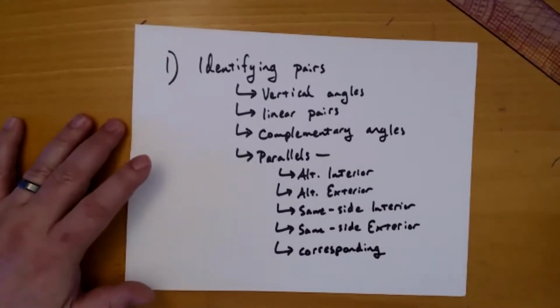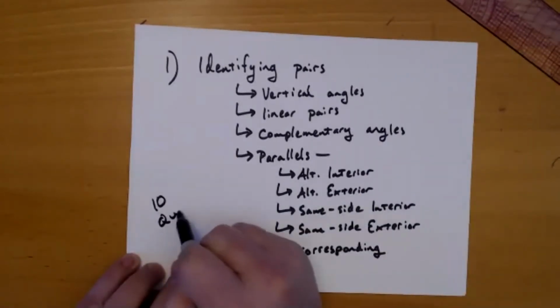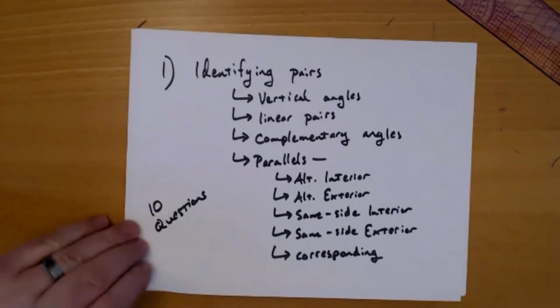It's 10 questions. For this quiz, all you have to do is identify, are we dealing with alternate interiors or same side interiors, like picking the right names, or picking the angles that make the right pair. It's not too bad. If you remember what these things look like, if you have your notes in front of you, this one goes really quick.